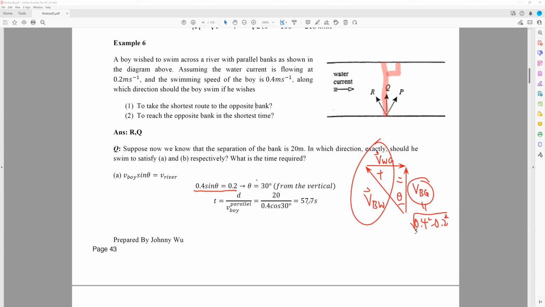Then you can find the time, okay? I think it doesn't give you the distance, okay? Suppose it's 20 meters here, okay? Then the time will be just 20 divided by this speed. Then you get 57.7 seconds.